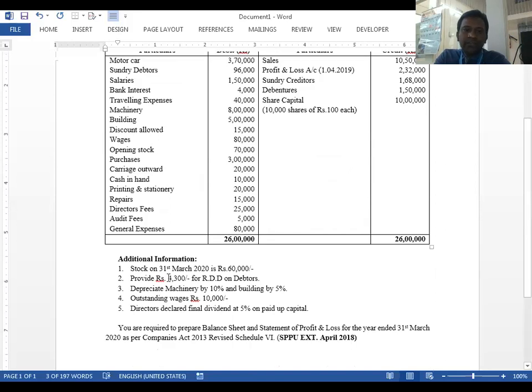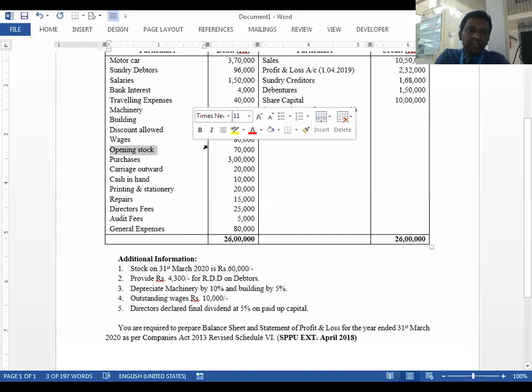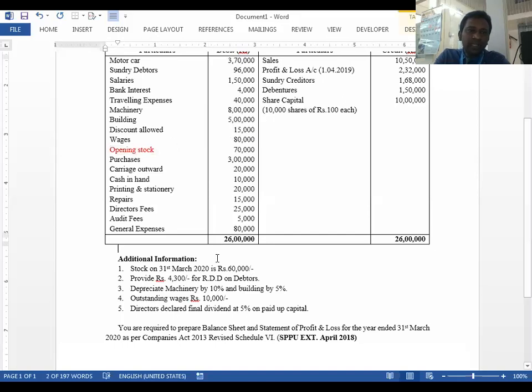Adjustment number one is related with the closing stock. Stock on 31st March 2020 is 60,000. Okay, related with the opening stock. Then number two, provide rupees 4,300 for RDD on debtors. So the second adjustment is regarding the sundry debtor.